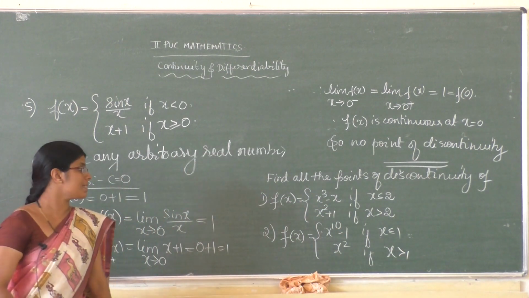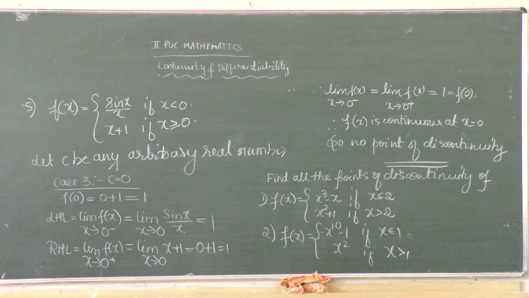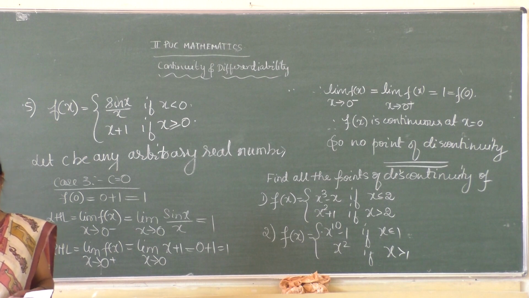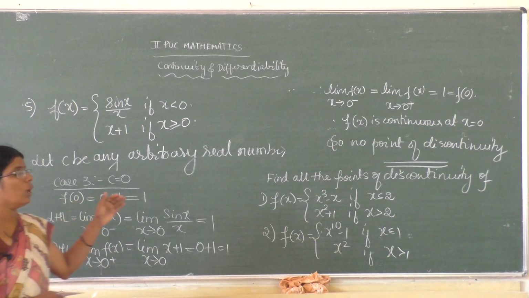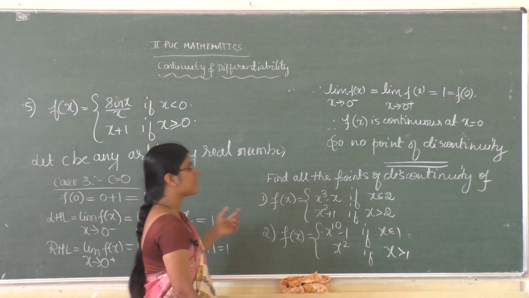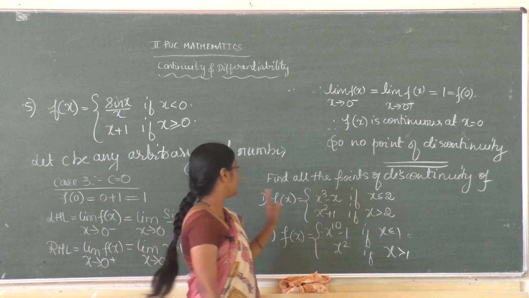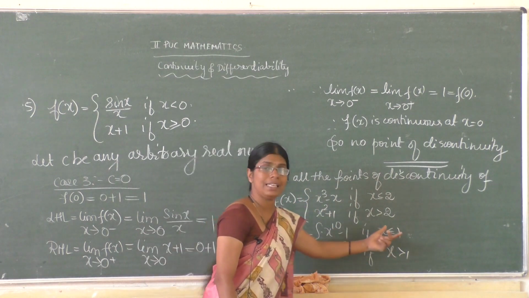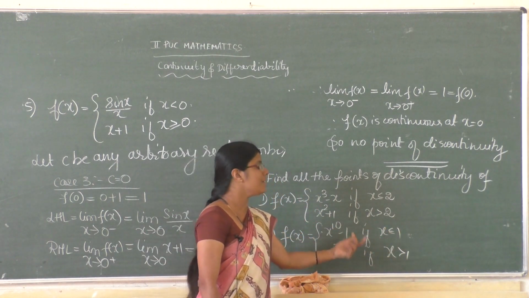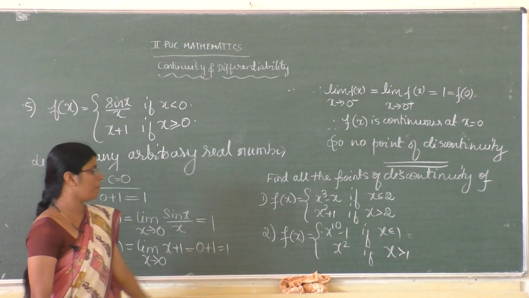Okay, so these are the 2 problems where you have to find the points of discontinuity. Okay, the same thing, you have to take an arbitrary real number c and you have to consider the cases c less than 2, c greater than 2, c equal to 2 in this problem, and here c less than 1, c greater than 1, c equal to 1. Okay, so this is about the problem.